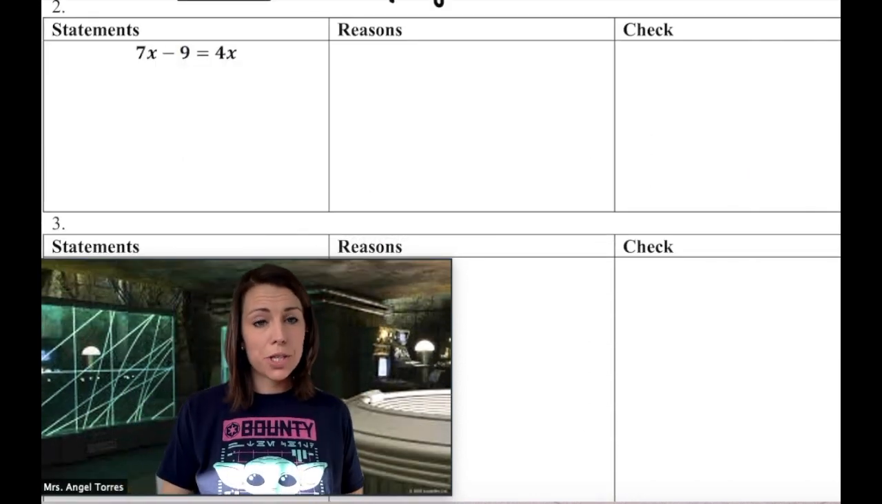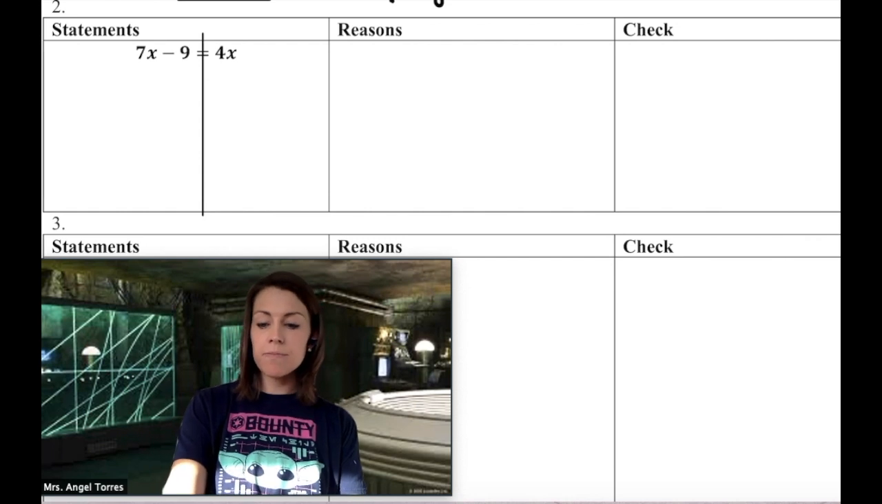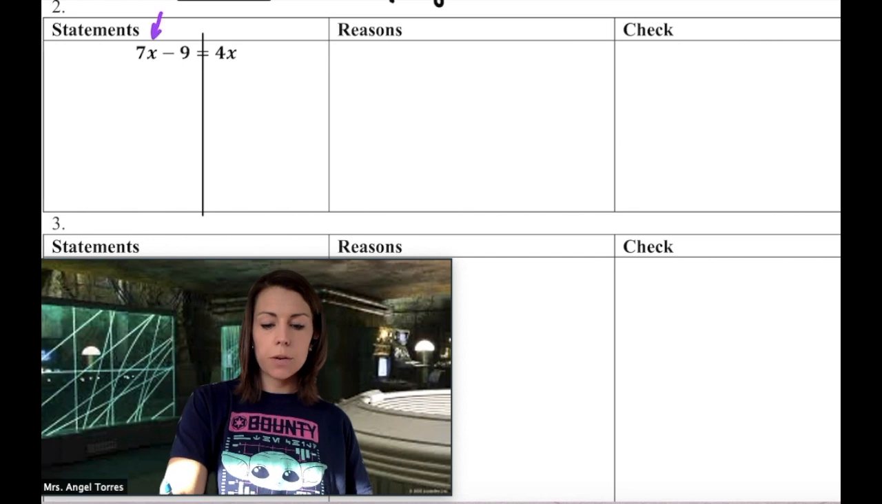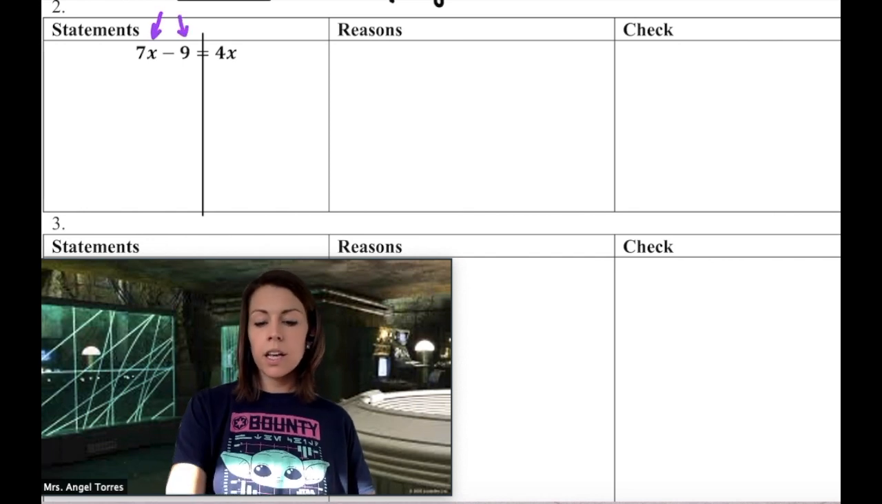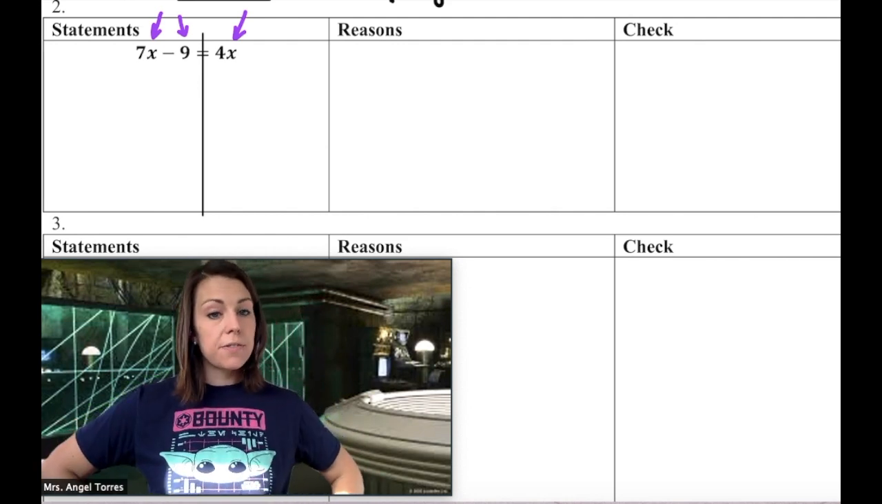On to number 2. I start every equation the same way. Line down the middle of my equal sign, and let's see what we're given here. On the left-hand side, I have 2 terms, 7x and a minus 9. The right-hand side is a 4x. So one of those 2 terms on the left has got to go.